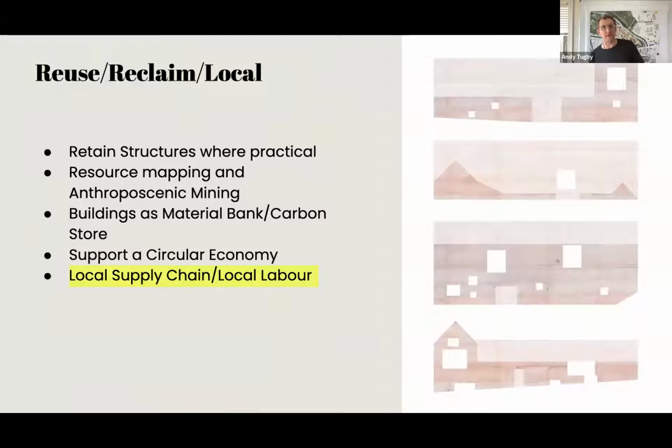So in terms of reuse, reclaim, and local, we'll start with where we are. We started to look at where we are as a starting place. And to steal a phrase from Duncan Baker-Brown, which we love, there's this phrase of mining the Anthropocene. So we look at what we've got already, and then we start to look concentrically outwards from our site to assess what's available to us.